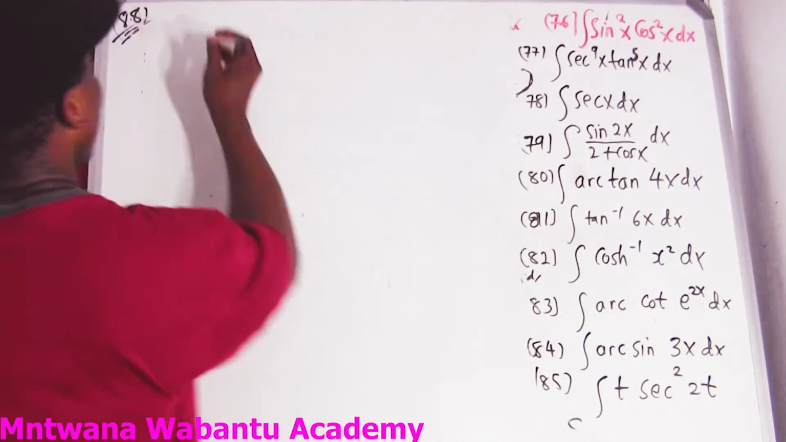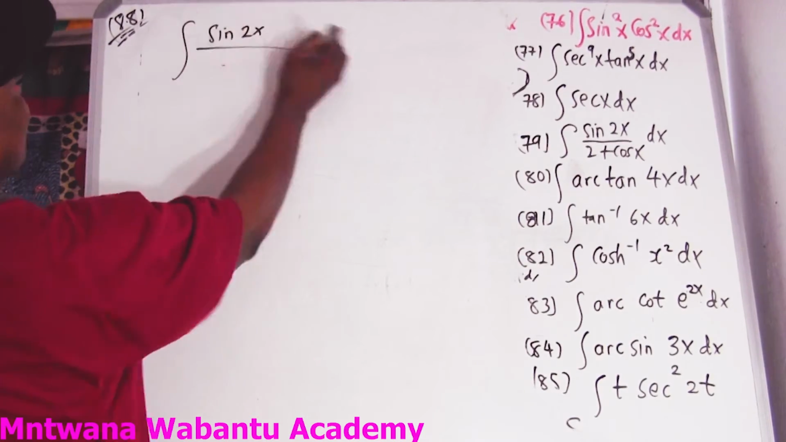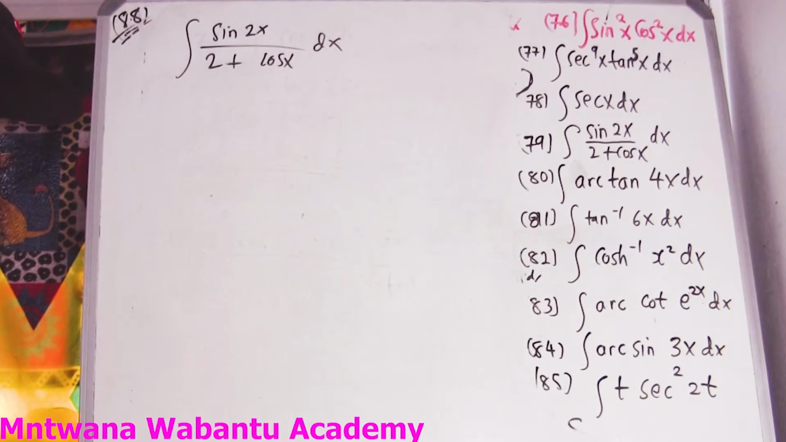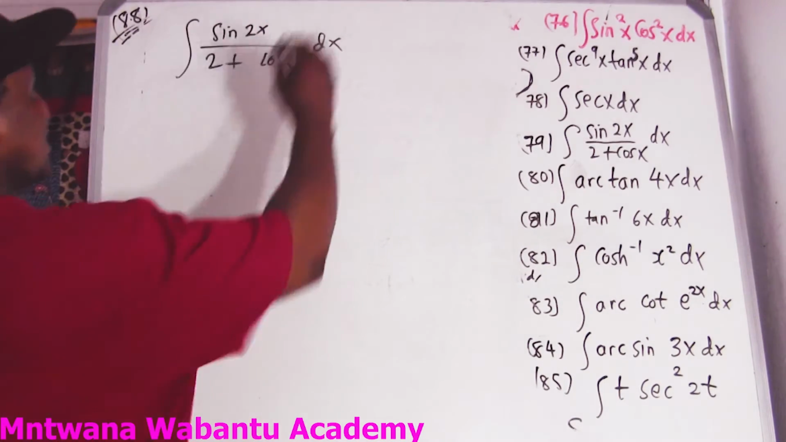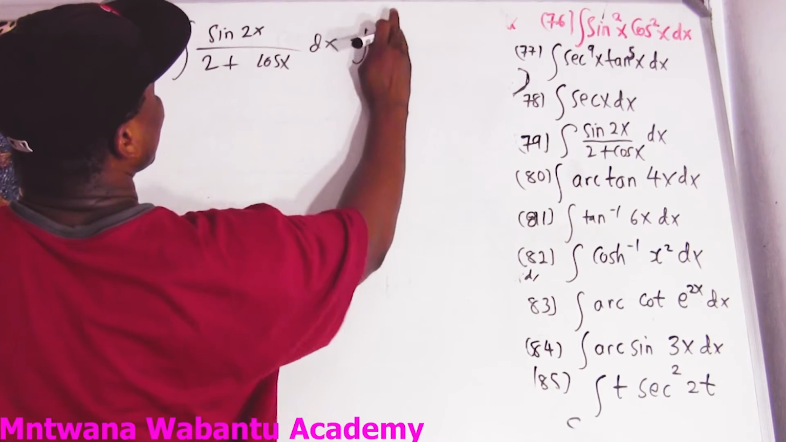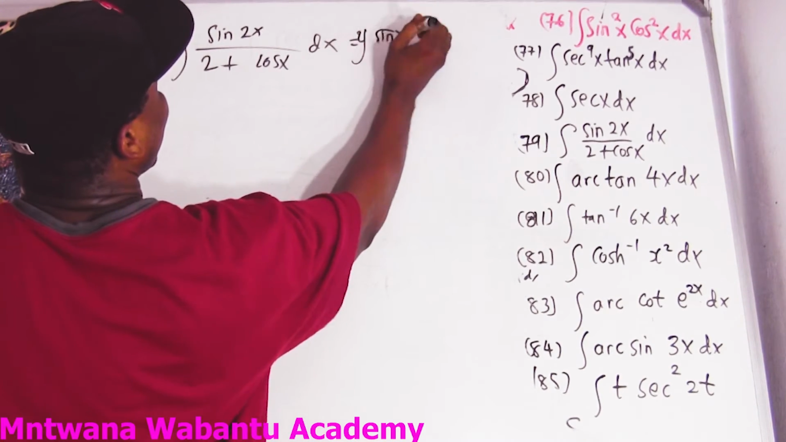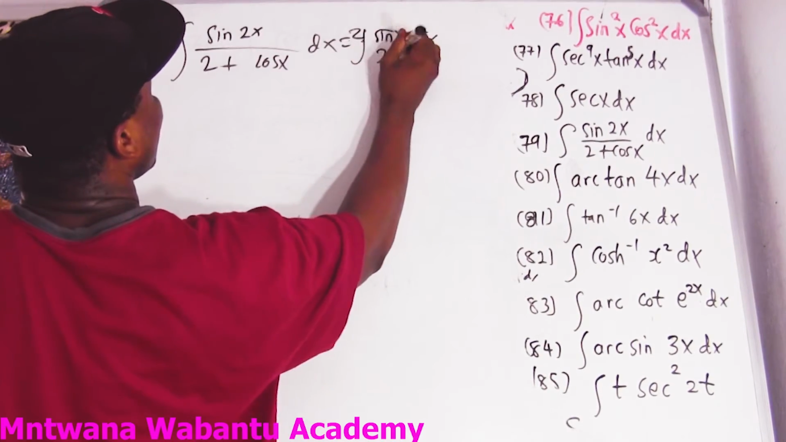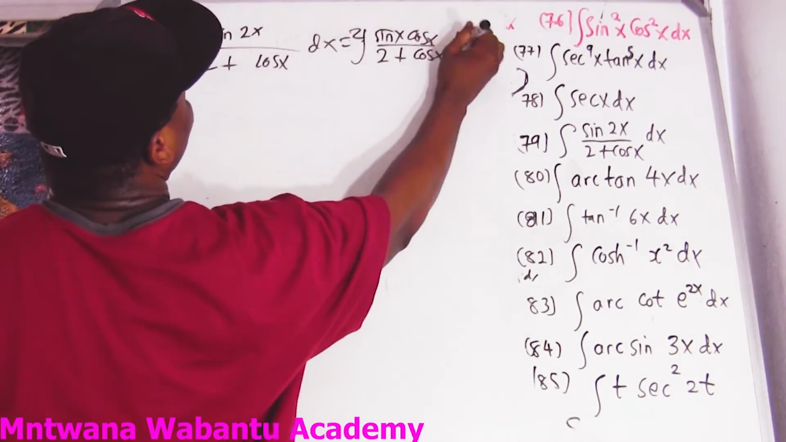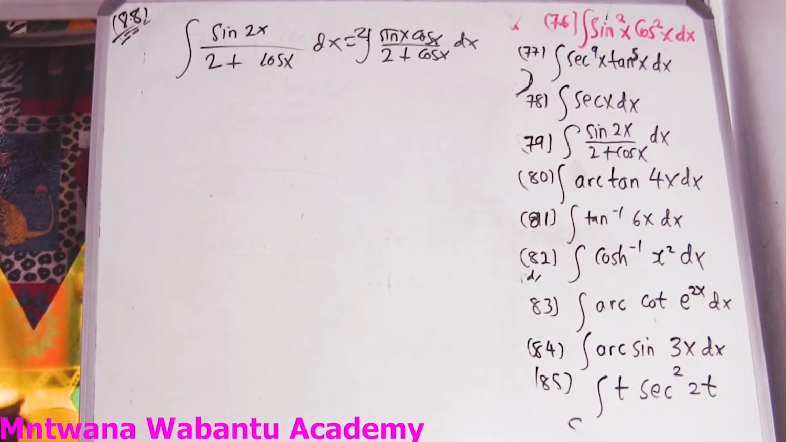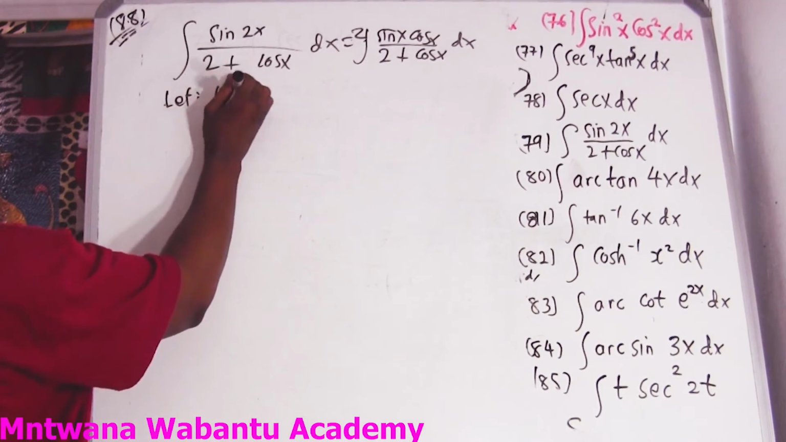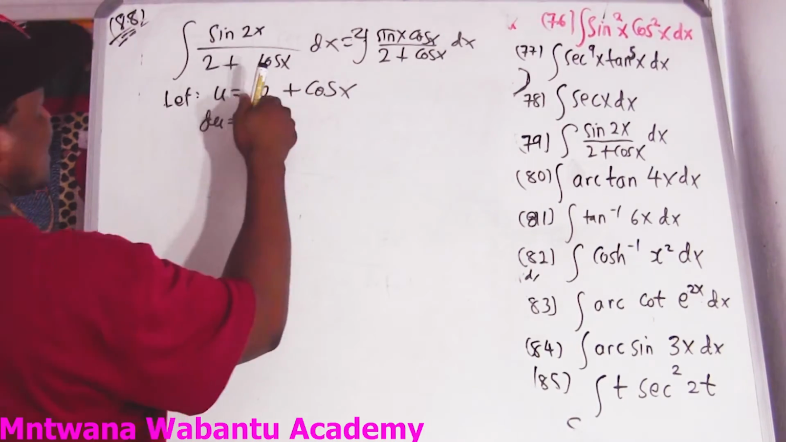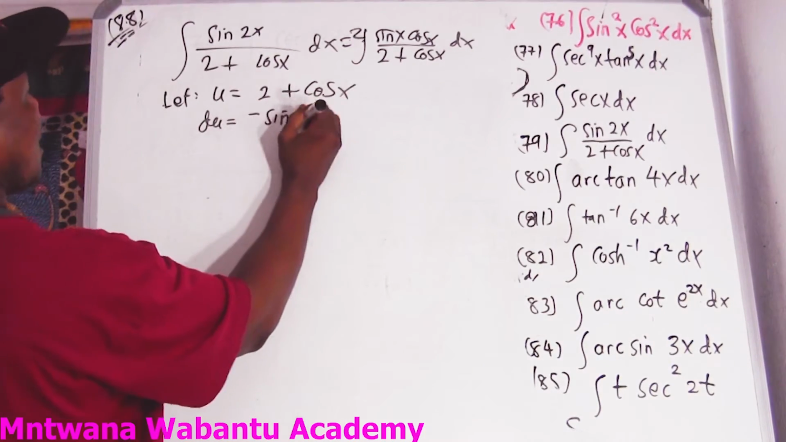Okay, 79. The integral of sine 2x over 2 plus cos x dx. What we're going to do now is break it down. This is the double angle, 2 sine x cos x, so I take the 2 out. This is going to be over 2 plus cos x dx. I want to let u equal the denominator, so let u equal 2 plus cos x. Then du gives us negative sine x dx.